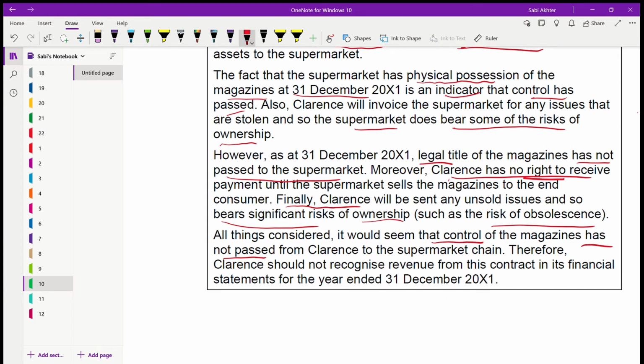Right? In part 1 we discussed this. So here it didn't pass because the legal title didn't pass to the supermarket. Clearance still bears some of the ownership, so control didn't pass. Because control didn't pass, can you recognize revenue at a point in time? No, you cannot. So you should not recognize revenue from this contract in the financial statements for this date. Now the 11th.